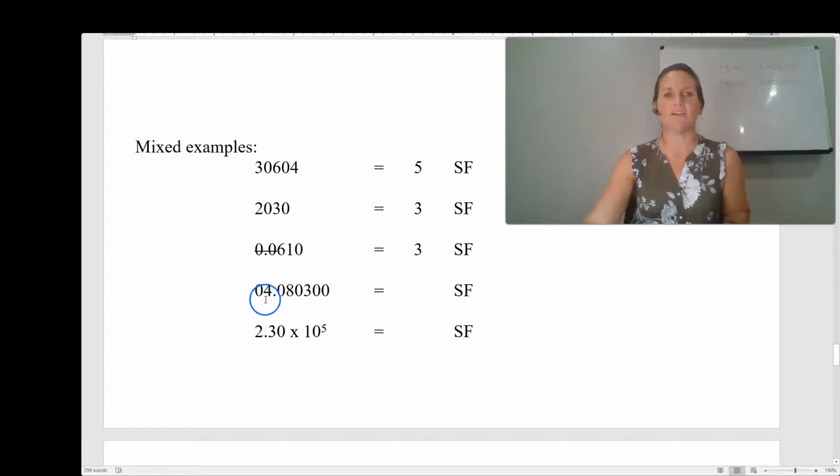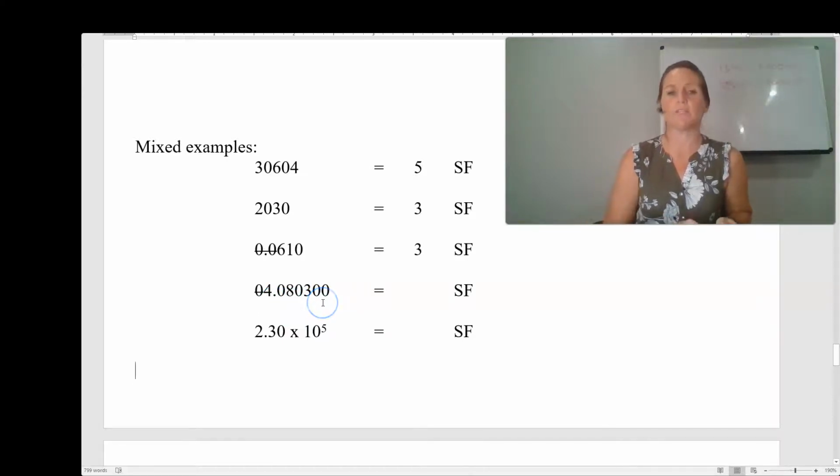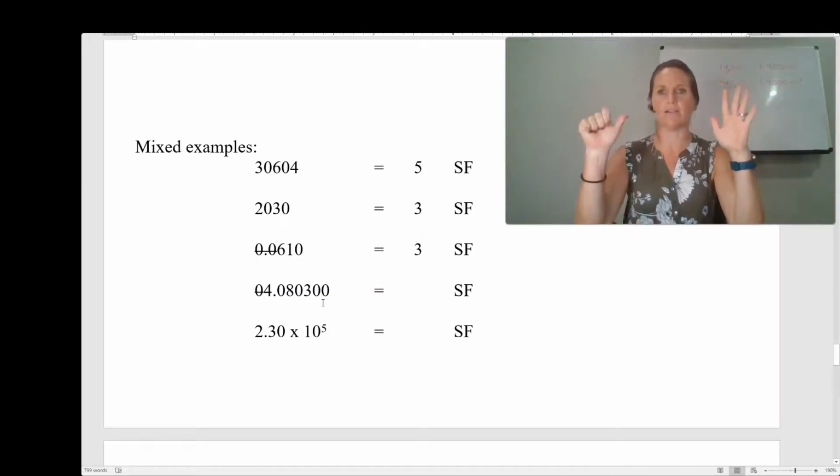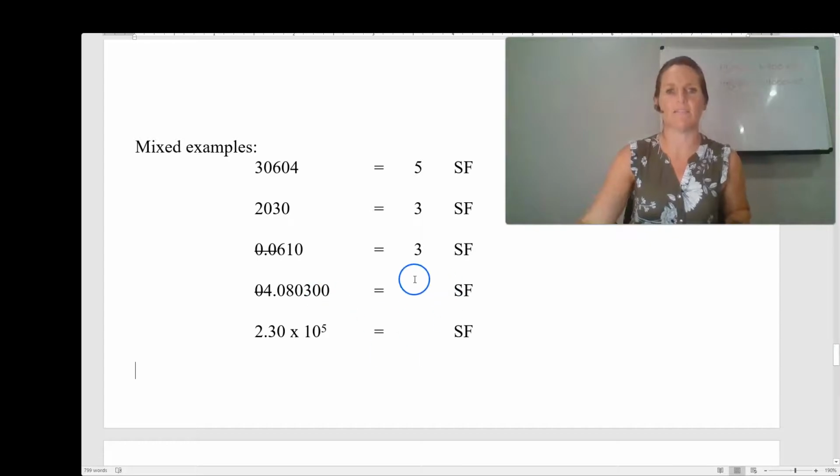Continuing on, 04.080300. Our leading zero, once again, not significant. Leading zeros are not significant. The 4, 8, and 3, of course, are. This 0 is bookended. This 0 is bookended. And my ending zeros are after the decimal place, so they all count as well. So this time we have 4, 0, 8, 0, 3, 0, 0: 7 significant figures.